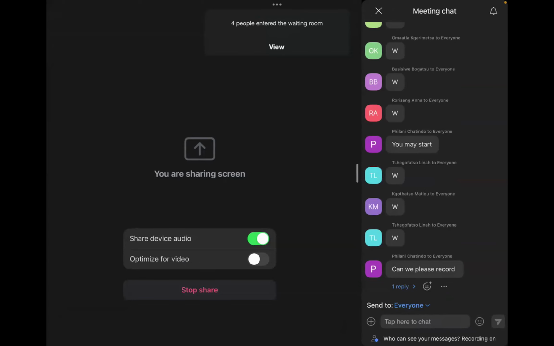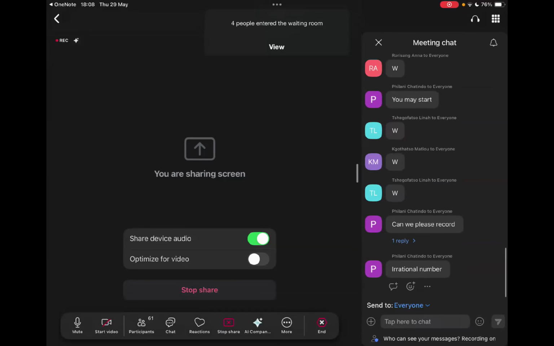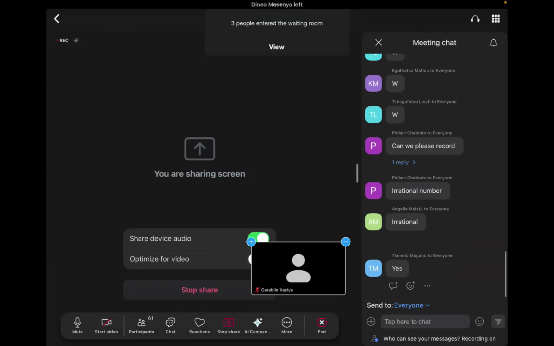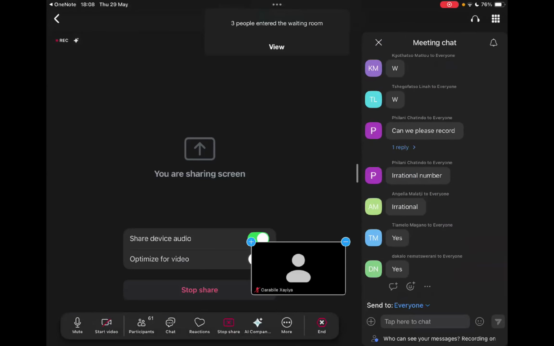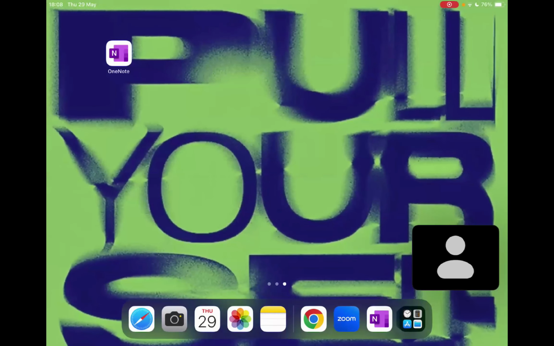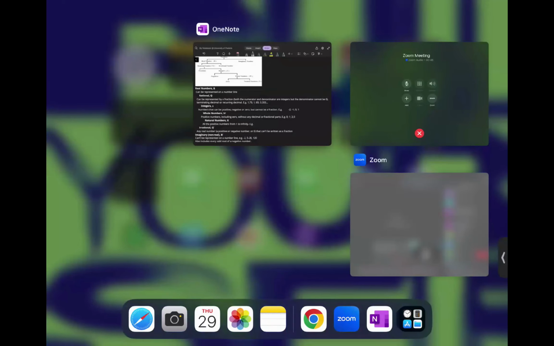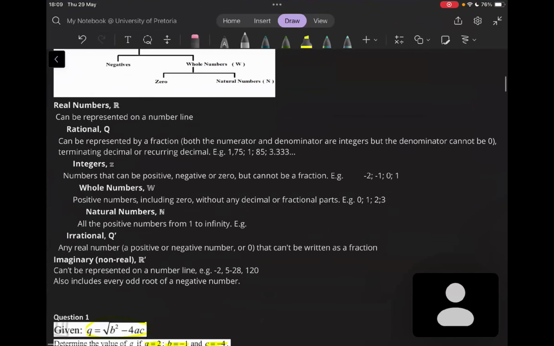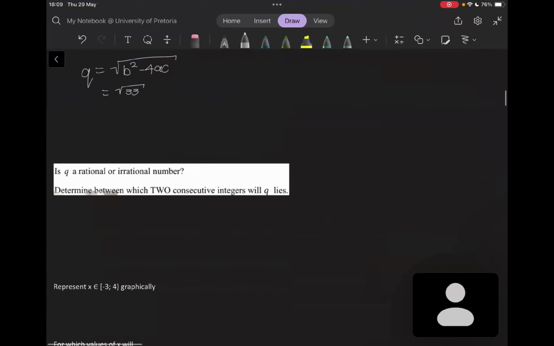I think it's right. So the answer for that question was the square root of 33. How do we then define it? Pilani says it's an irrational number. Do we all agree with her? Okay, yes, that is correct. The square root of 33 is indeed an irrational number. We know this because it cannot be written as a fraction, nor is it a whole number. So yeah, that is the correct answer, right?